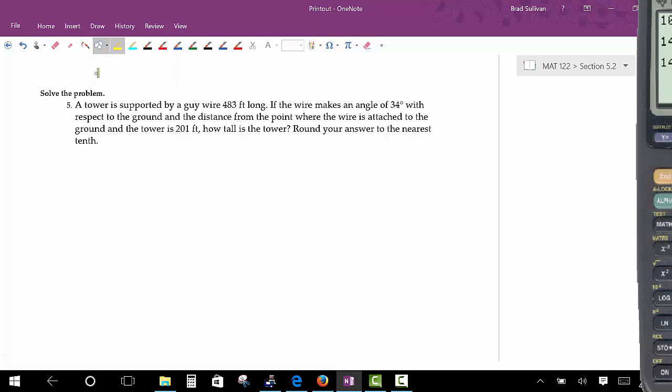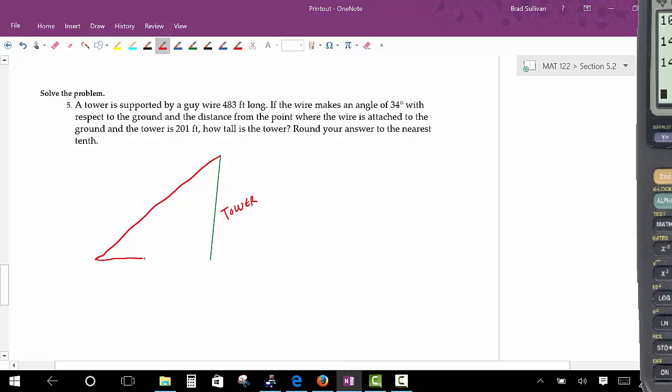So to begin with this problem, it looks like we have a tower supported by a guy wire again. So I'm just going to draw something, and we're going to call that our tower. And that tower doesn't have to necessarily be at a right angle. That's why I kind of drew it as slanting. But that guy wire is supported by, that would be your wire, and we're going to say that that guy wire has an angle of elevation with the top of 34 degrees like that. Okay, and then that guy wire is 483 feet tall. So that's what I've got so far.